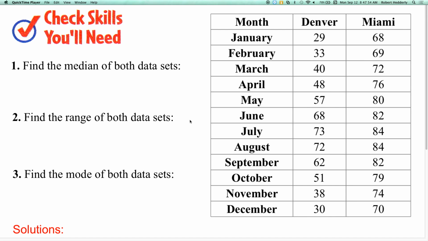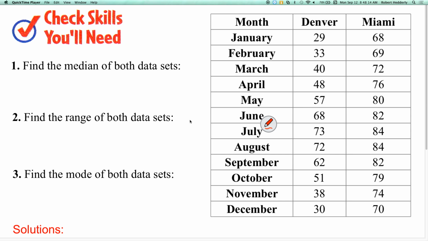Okay, can somebody walk us through how we find the median of a set? Caleb, go ahead. So you put the numbers in numeric order from least to greatest. Correct. You place the data in numerical order from least to greatest. Okay, could you go ahead and take care of Denver for me?